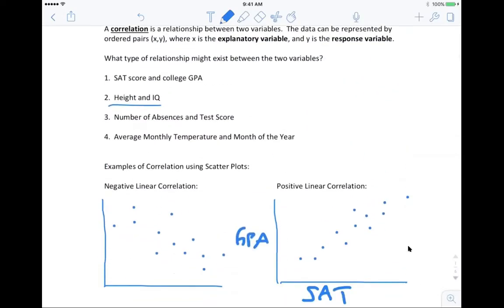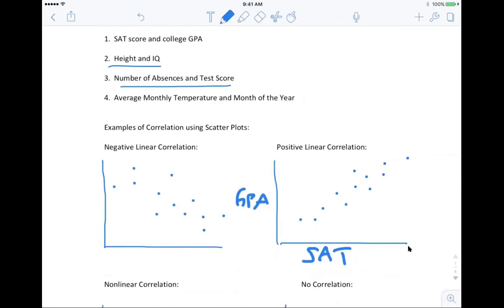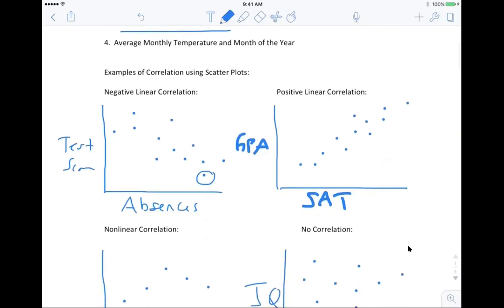Okay. The next one is number of absences and the test score. Okay, that seems like as the number of absences increases, the test score would decrease. So that would be an example of a negative linear correlation. Okay, that makes sense, like this one right here. A lot of absences, low test score. All right. Now we're looking at general patterns. Of course, there's going to be scores like this, maybe, right? Not very many absences, but still a low score, or maybe something like that up here, right? Where you have a lot of absences, but the student still does well on the test.